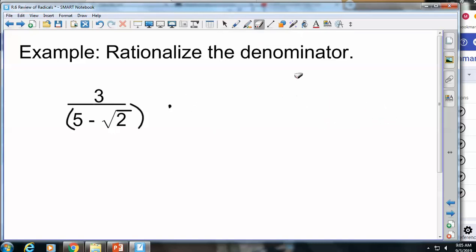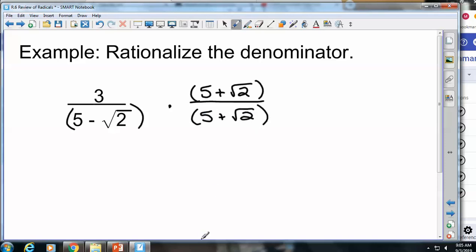So if you have more than one term in the denominator, even if they don't both have radicals, you still have to do the conjugate. So this would be 5 plus the square root of 2. Alright, I put parentheses around them because it's more than one term. I want to make sure we are distributing.